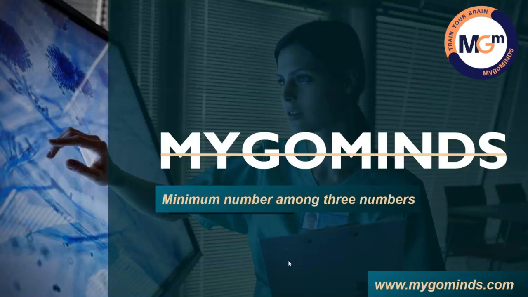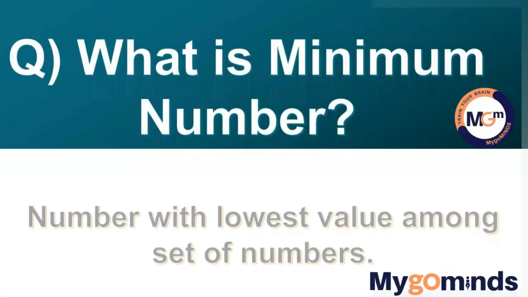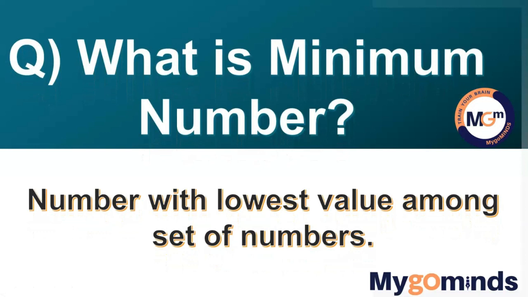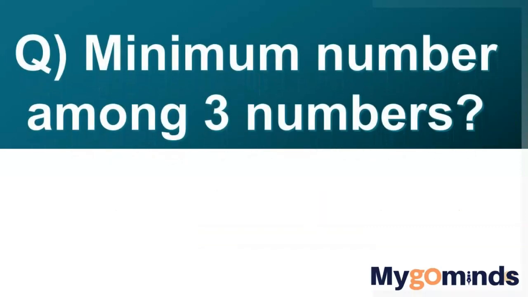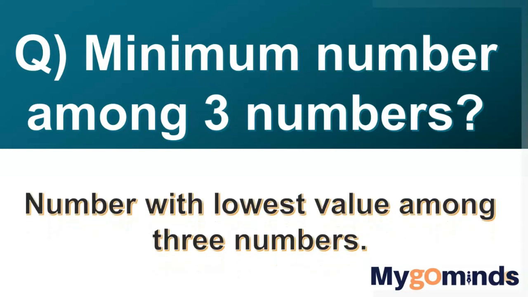So in this video, let's try to learn a program which can find out the minimum number among three numbers. Okay, so before that, what do you mean by minimum number? Any lowest number, if there is a group of numbers, the lowest number is stated as the minimum number. Okay, so now what is the minimum number among three numbers? If there are three numbers, the lowest value is the minimum number.